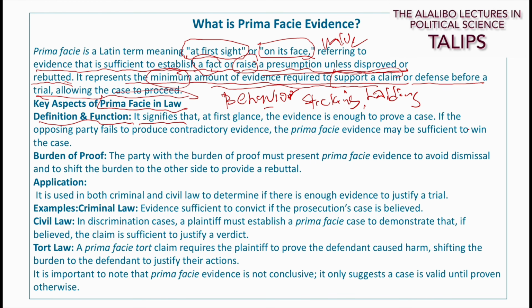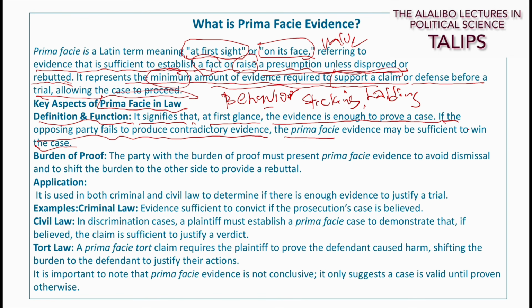The definition and function signifies that at first glance, the evidence is enough to prove a case. If the opposing party fails to produce contrary evidence, well, guess what? The prima facie evidence may be sufficient to win the case. If it's not disproved, it may be sufficient to win the case. Let's get back to the road example. If you go as a police officer to the driver, you finally catch up with the driver, you take a look, and there's no medical emergency, well, then there's nothing to disprove. There is no excuse for the reckless driving, and you conclude that this person has broken the law, and has broken the law deliberately, intentionally.